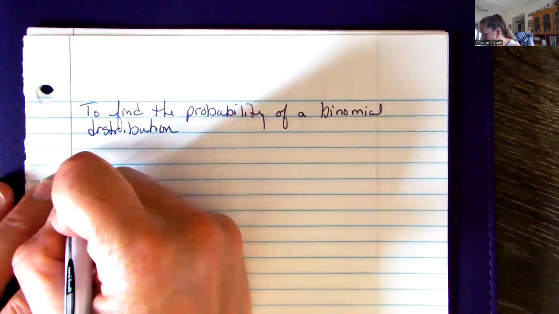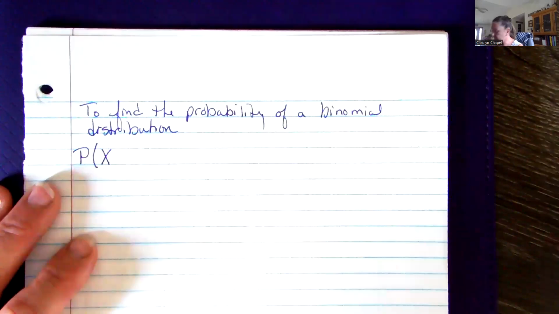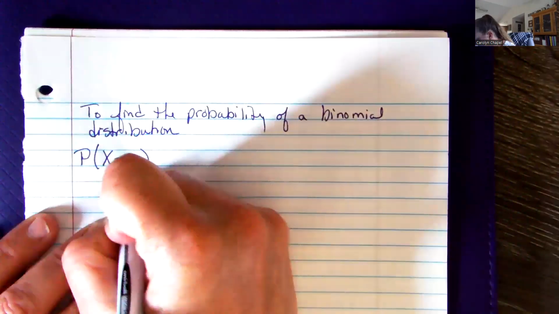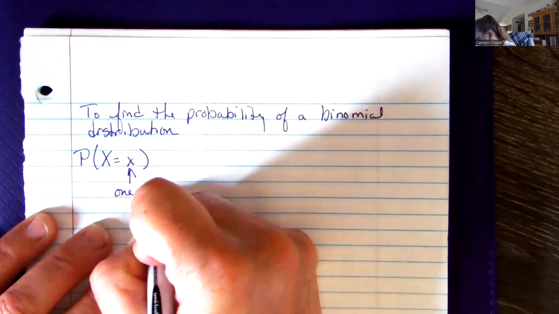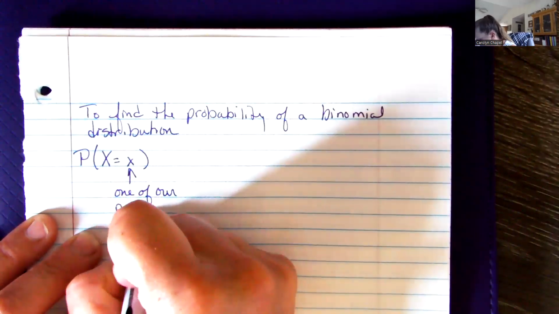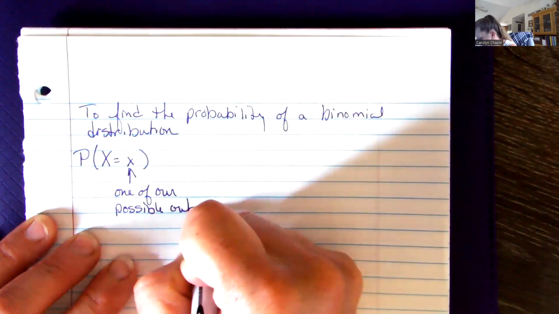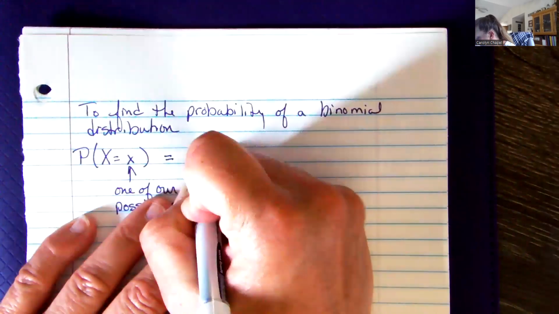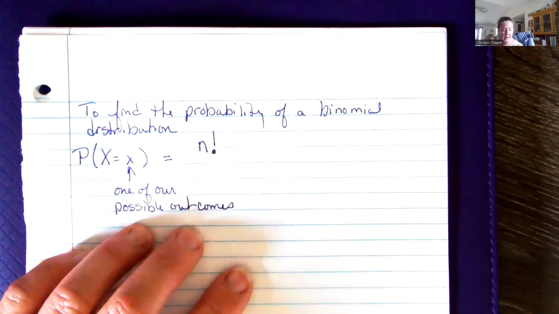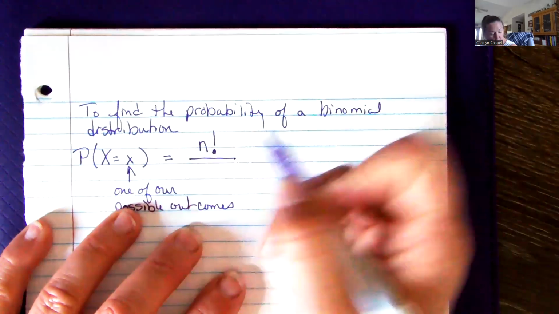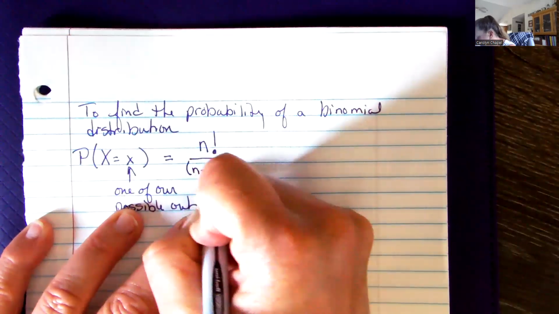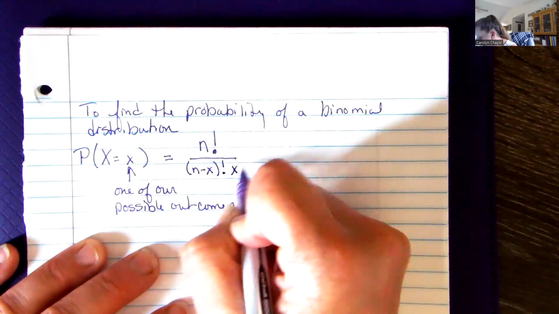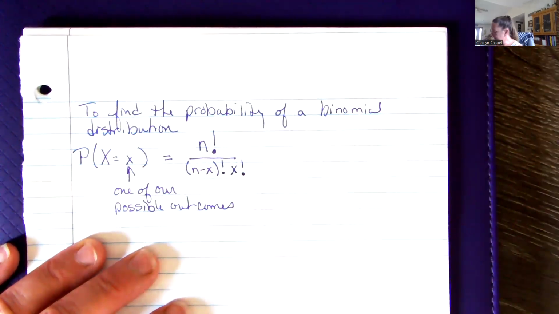Okay, so we have probability that X, which is our random variable, is equal to some x, one of our possible outcomes. Okay, the formula is as follows. We have an n factorial. Don't worry, I will explain what n and all these things mean. We have n minus x, this x being this x, and we will do some examples so that will help solidify these pieces, x factorial.